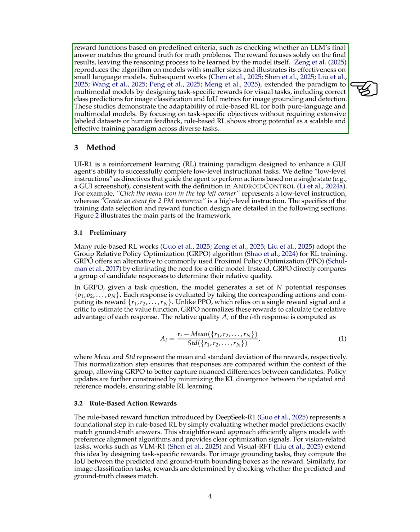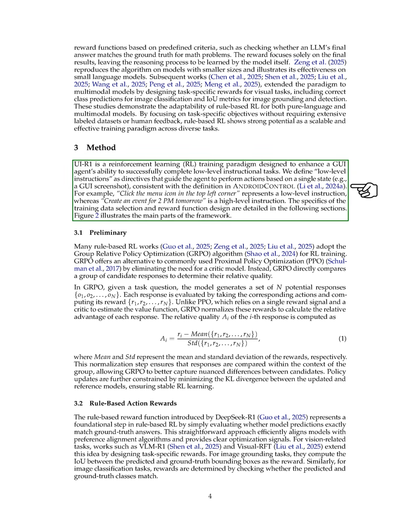Section Method. In this section, we describe our UI-R1 reinforcement learning training approach, which aims to improve a GUI agent's ability to carry out low-level tasks. We define low-level instructions as specific actions directed by a single state, like a screenshot of a GUI. For instance, "click the menu icon in the top left corner" is a low-level instruction, while "create an event for 2 p.m. tomorrow" is a high-level instruction. We will detail our training data selection and reward function design in the following sections, and we will illustrate the main components of our framework.